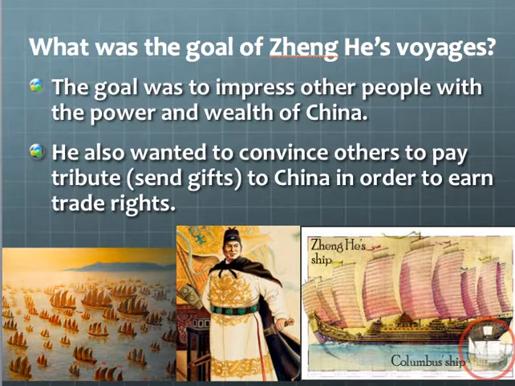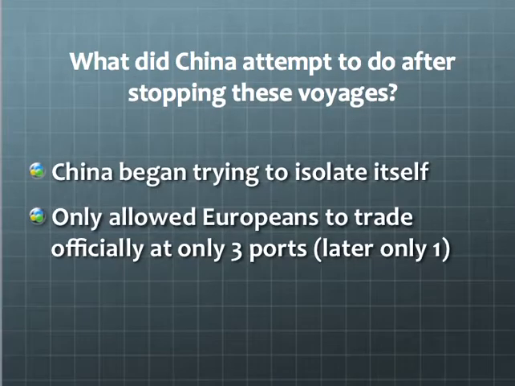It's all about motivation. The Chinese were not looking for a way to Europe. The Europeans were looking for a way to the Chinese. And so the Europeans are going to find the Americas, and the Chinese are not. The Chinese are actually going to begin isolating themselves after Zheng He's voyages.